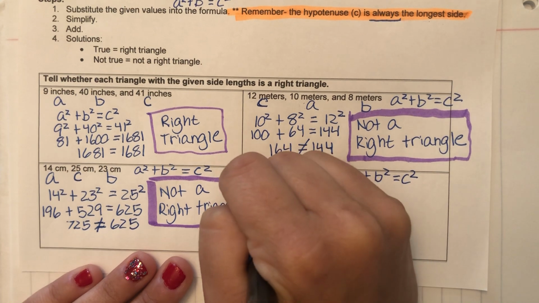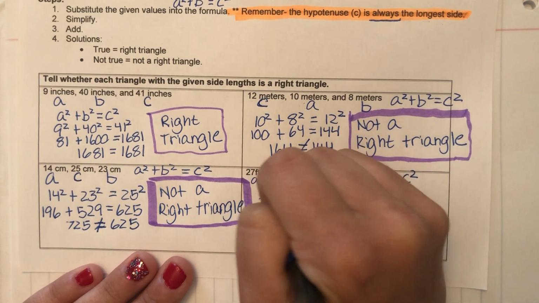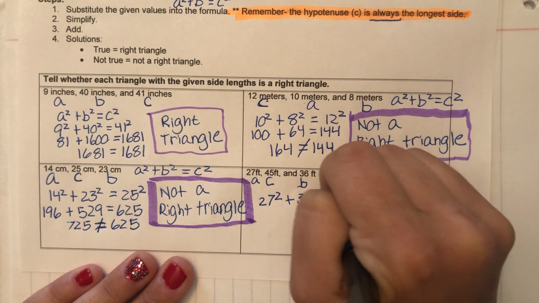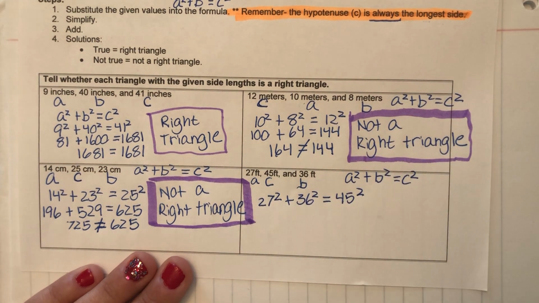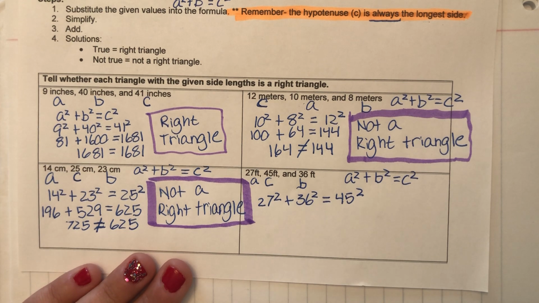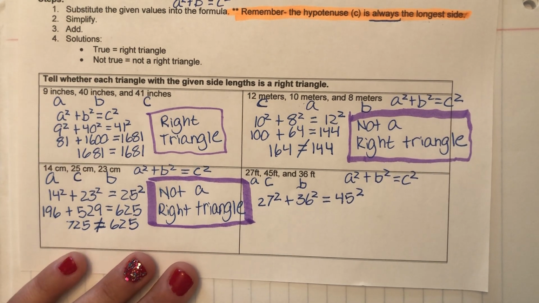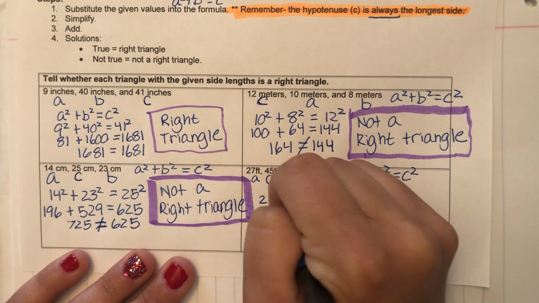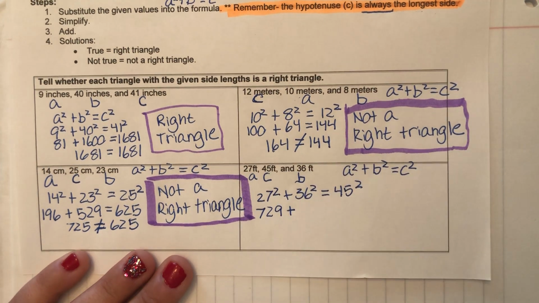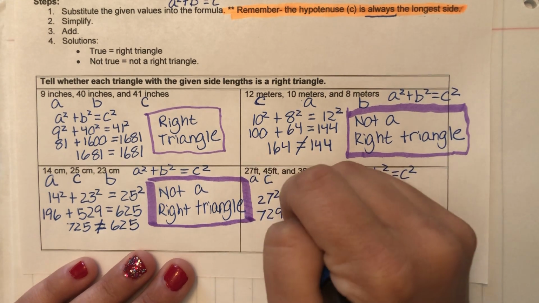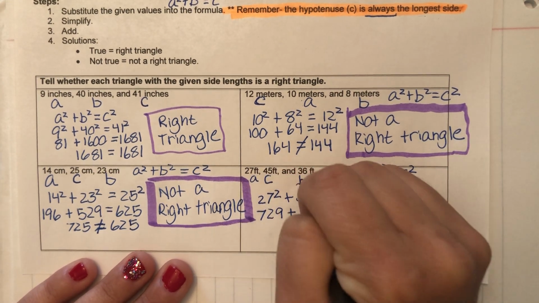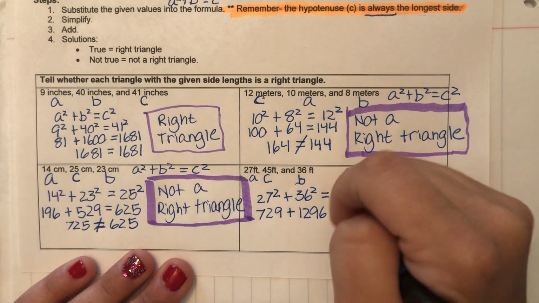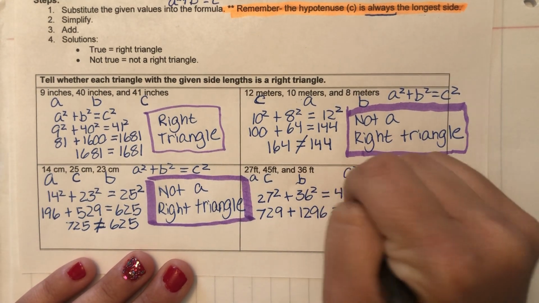So we have 27 squared, A squared, plus 36 squared equals 45 squared. 27 squared, you can use your calculator for that. That's 729 plus 36 squared, which is 1,296. Equals 45 squared. 45 squared is 2,025.